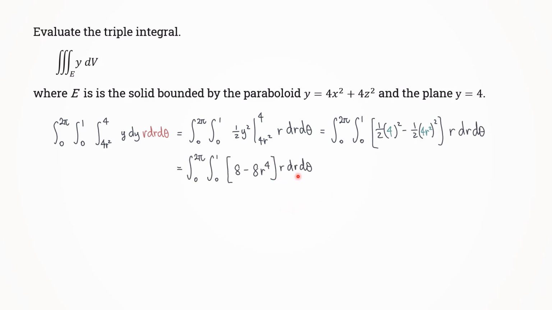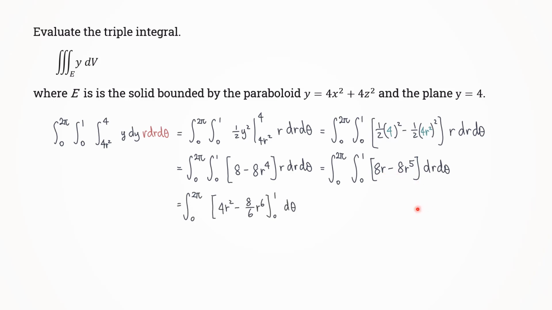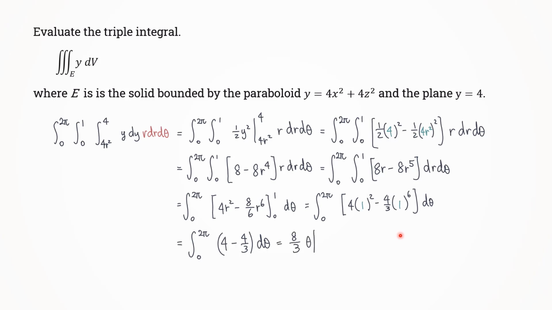After that, we need to integrate with respect to r, but there was an extra r on the outside, so we need to distribute the r first before we do the integration. So we'll just do that. And after we do that, it becomes a polynomial in r, and this is easy to integrate. We just use the power rule, and then we need to plug in the 0 and 1. I didn't show the 0 because when you plug in the 0, you get 0 here. And after doing the calculation, we just get a constant.